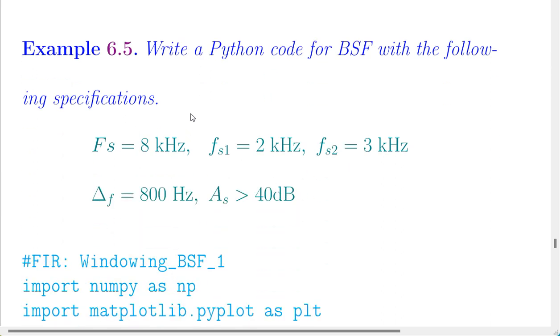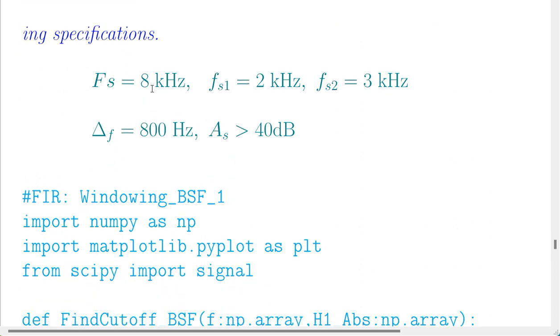Now, for band stop, I won't run the program, but we'll show the style. Write a Python code for a band stop filter with the following specifications: 8 kHz, this time two stop band frequencies, 2 kHz and 3 kHz. Delta F has been kept similar to the previous design, 800, and attenuation 40 dB for a stop band.